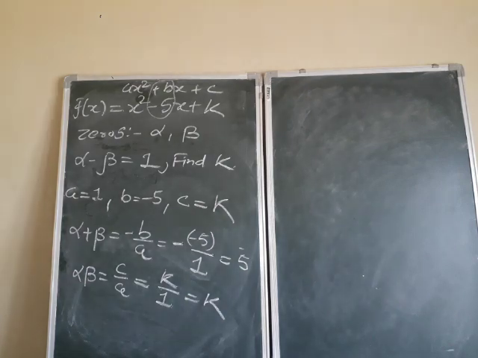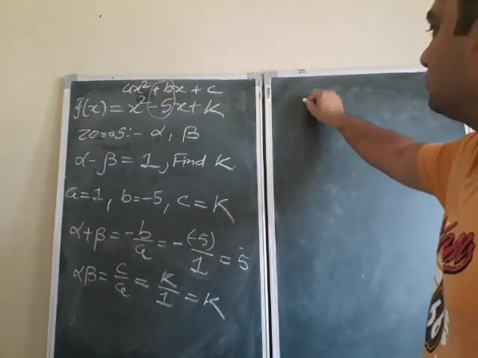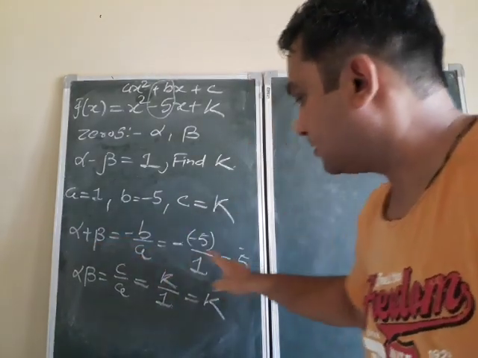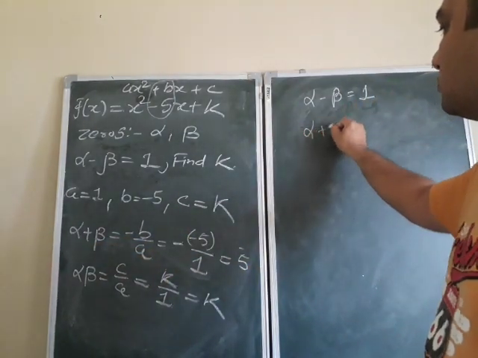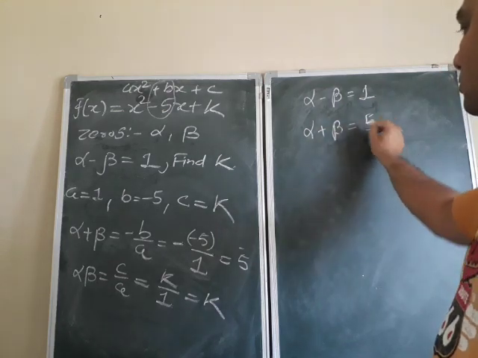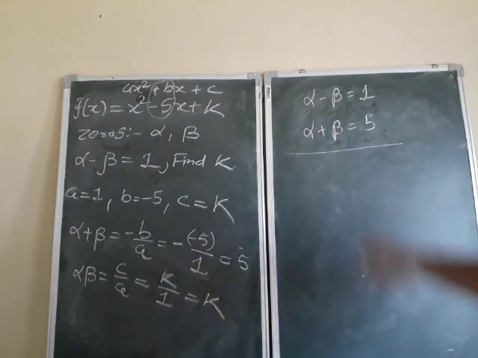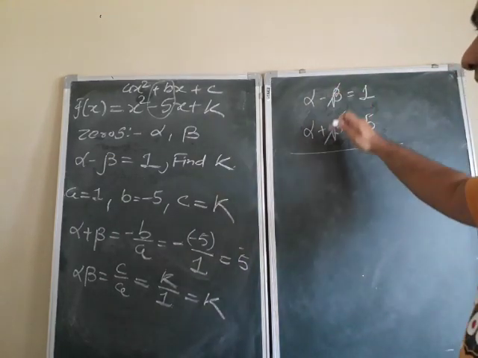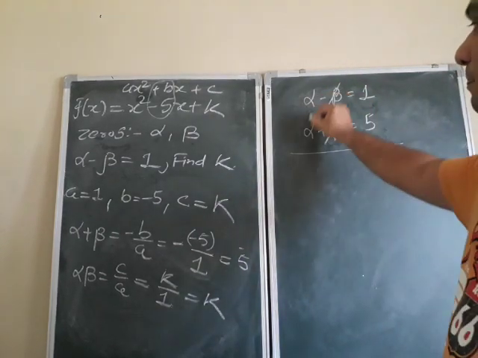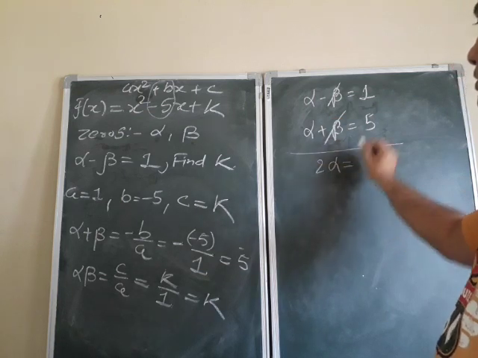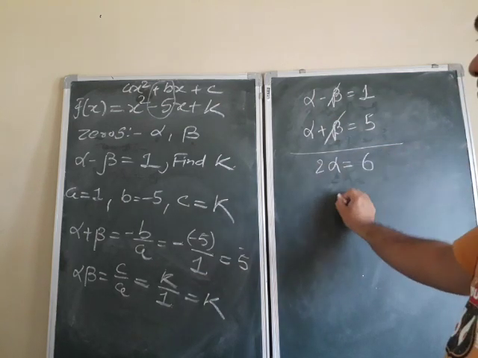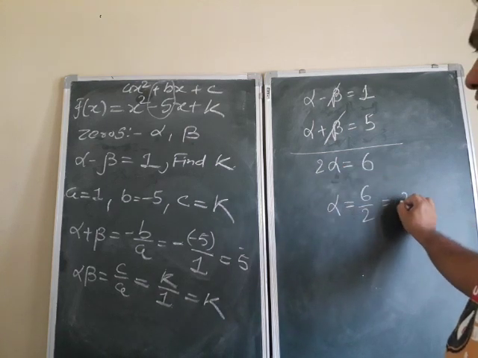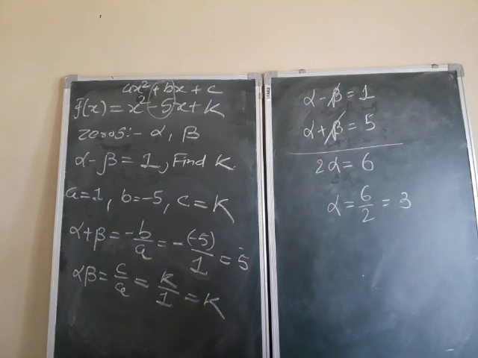See, first of all, alpha minus beta is 1. It is given. And alpha plus beta is equal to 5. Okay? Now add both these equations. So minus beta plus beta cancel. I am adding both these equations, so alpha plus alpha is 2 alpha, and 1 plus 5 is 6. So alpha is equal to 6 by 2, which is equal to 3. Clear?